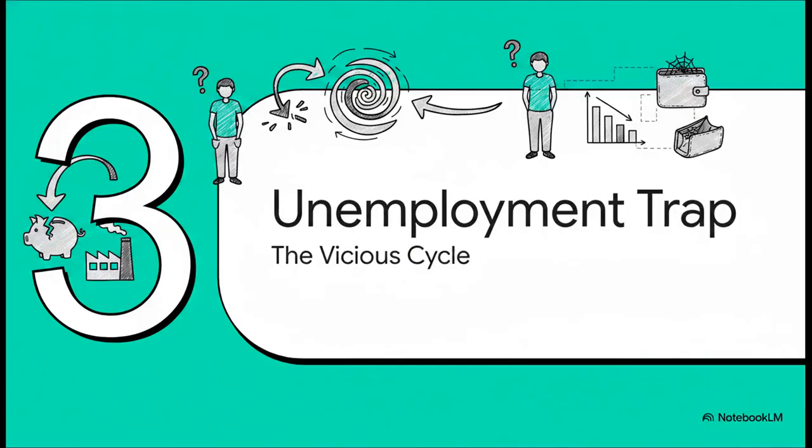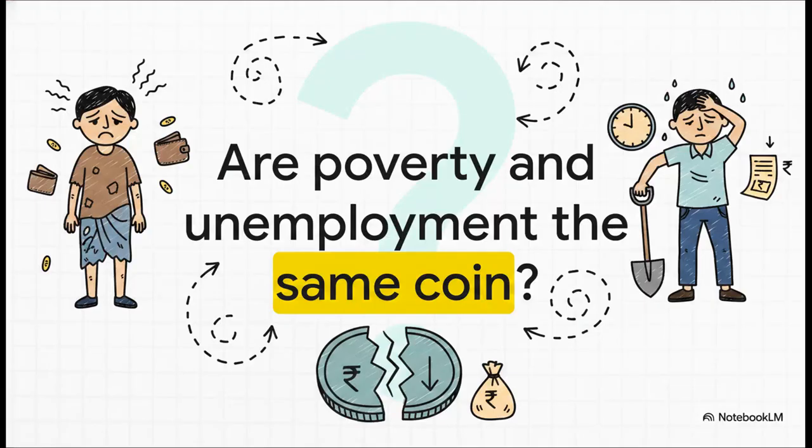Moving on to Section 3, the unemployment trap. Now that we know how to measure poverty, we have to look at its biggest comorbidity. You'll often hear people say poverty and unemployment are two sides of the same coin. But are they?